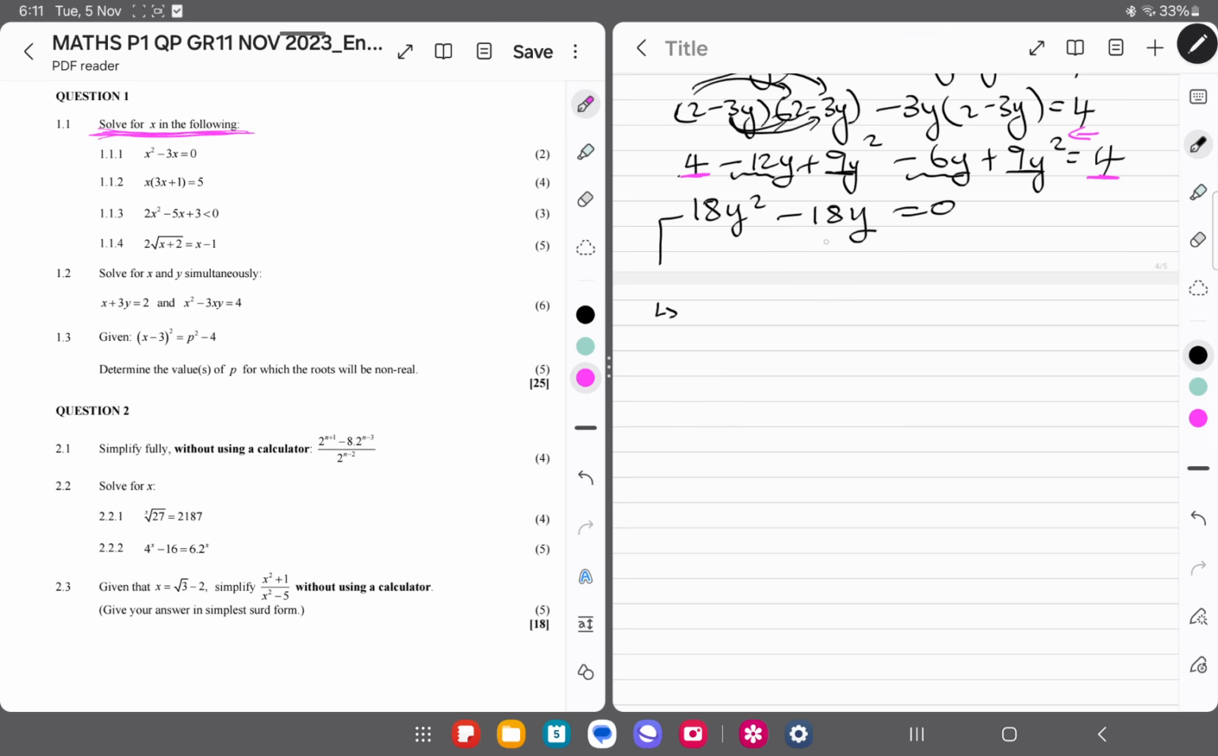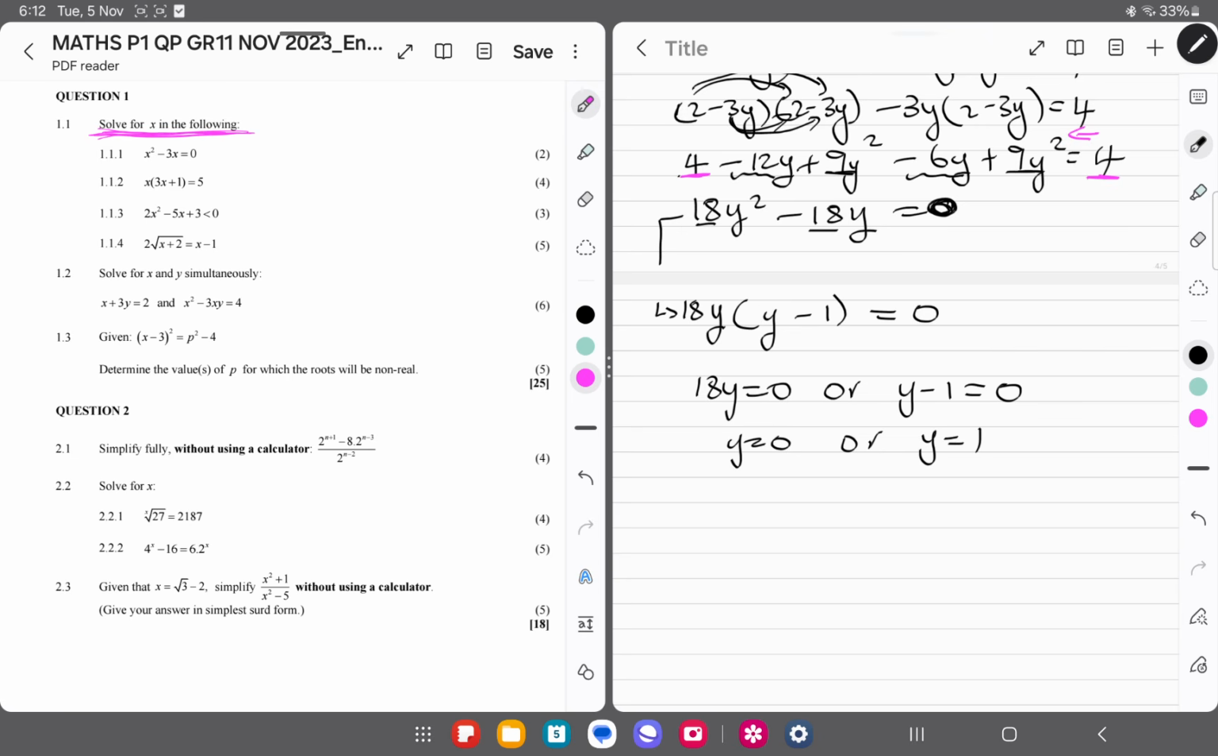I'm taking y here as a common factor because my equation is in standard form, so I'm allowed to do that. I can also take 18 because it's there, so 18y. I'll be left with y minus 1 equals 0. So 18y equals 0, or y minus 1 equals 0. Divide by 18: y is 0, or y is 1.